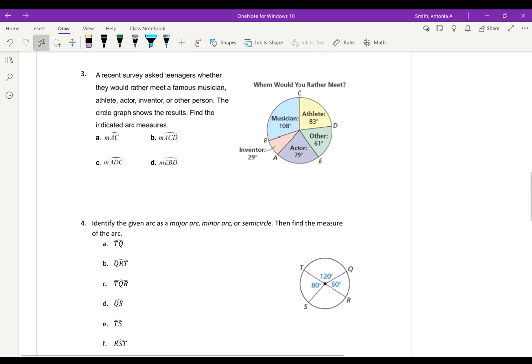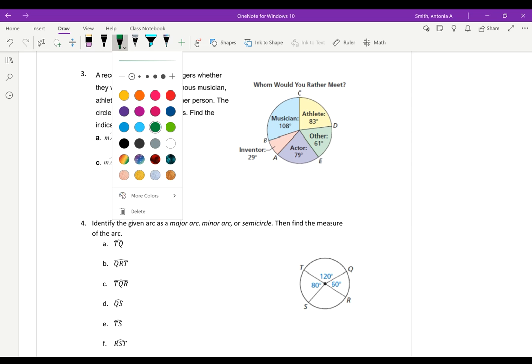Okay. Number 3, a recent survey asked teenagers whether they would rather meet a famous musician, athlete, actor, inventor, or other person. This circle graph shows the results. Find the indicated arc measures. So what's nice about this picture is they tell us all of the measures in here.